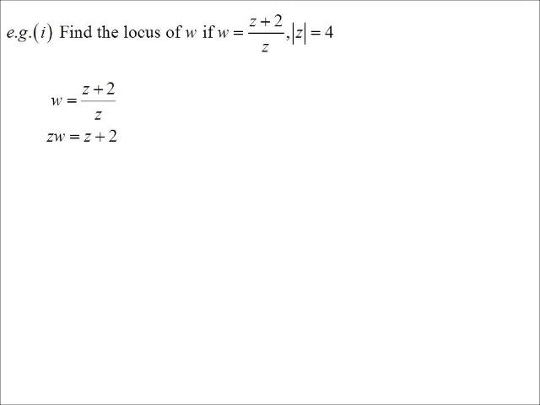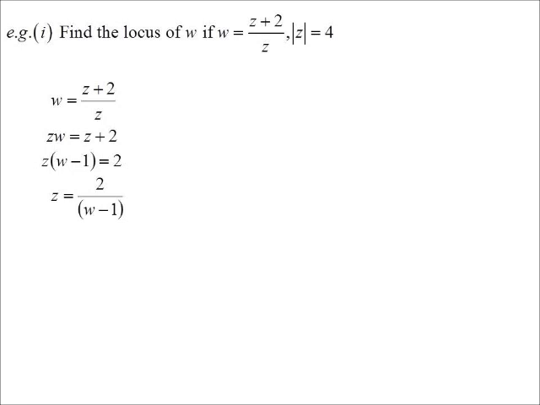They've given us a condition for z, so I want to make z the subject, because it's z that I know about. If I rearrange this function, zw will be z plus 2, and eventually, there we go, z is equal to 2 over w minus 1. The reason we do that is because that's what we know the condition of. Remember, we're substituting in numbers such that the modulus of z is equal to 4. So now we can say something about the output, the w.